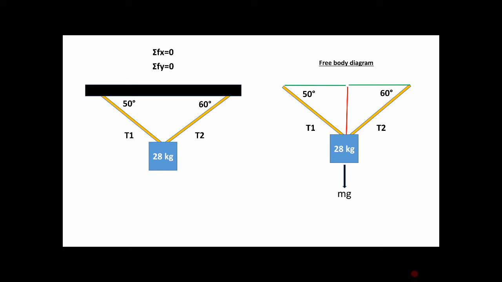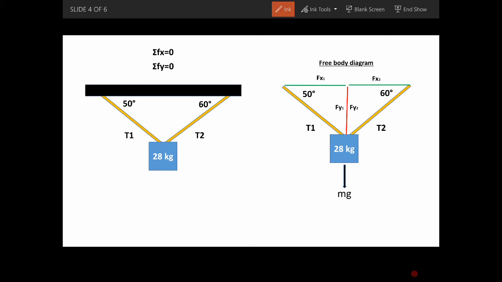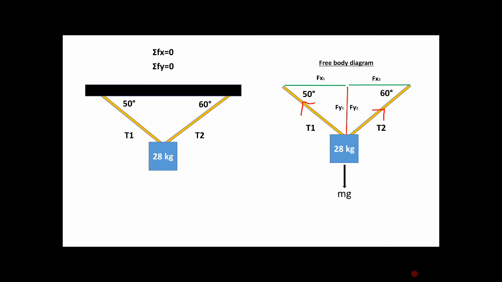Let's just give our components names: Fx1, Fy1, Fx2, and Fy2. Let's just draw the tensions. You always pull on a rope, you never push, just to help you remember. So the tension is always away from the mass.